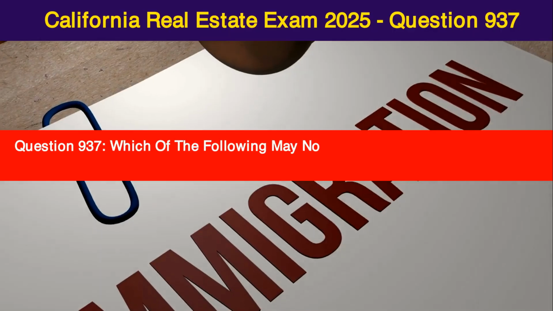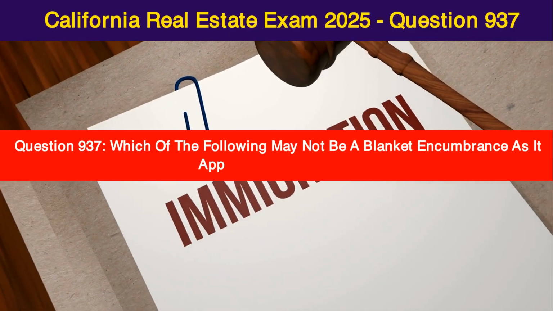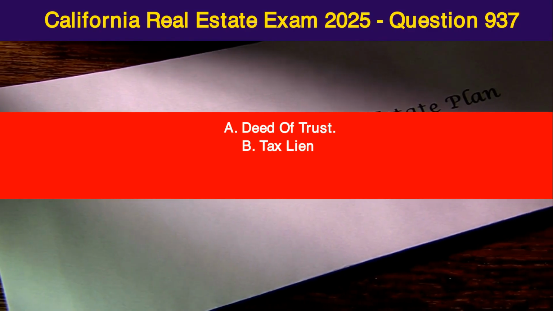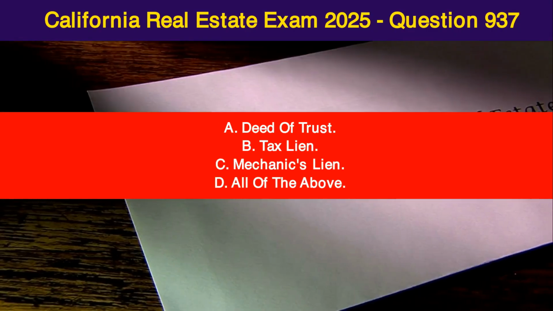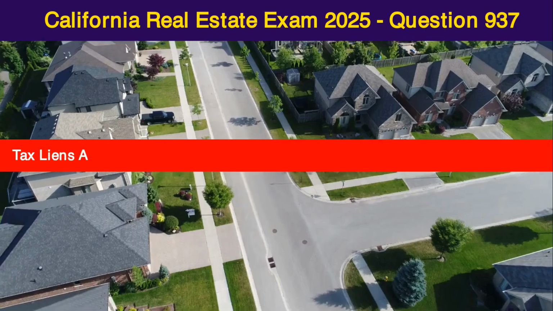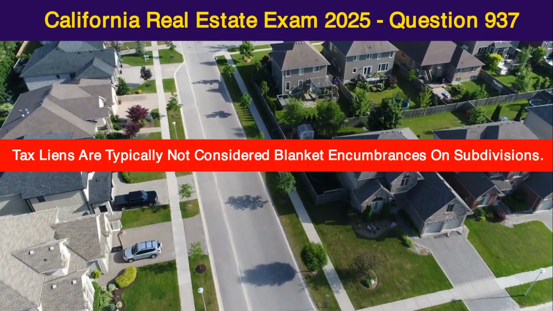Question 937. Which of the following may not be a blanket encumbrance as it applies to subdivisions? A, a deed of trust; B, tax lien; C, mechanics lien; D, all of the above. The correct answer is B, tax lien. Tax liens are typically not considered blanket encumbrances on subdivisions.